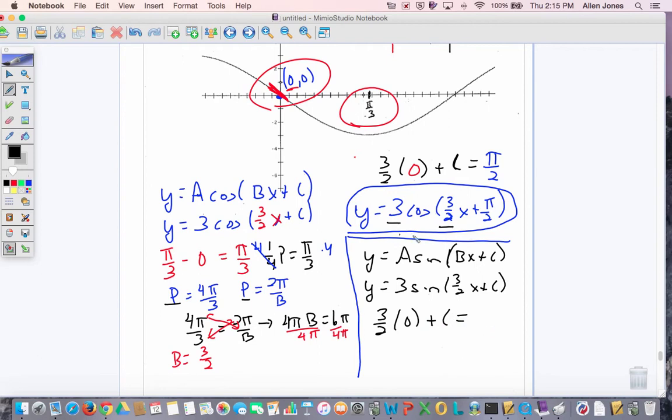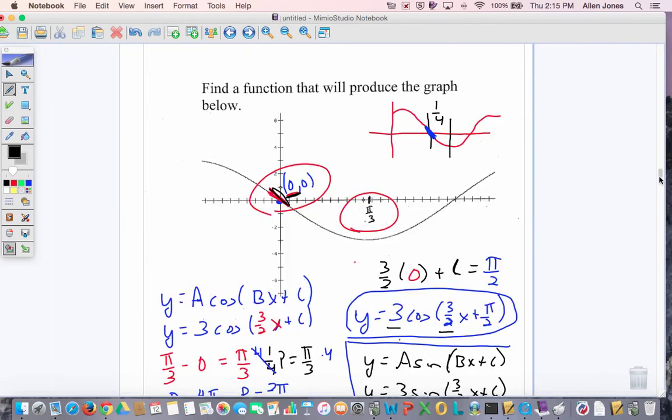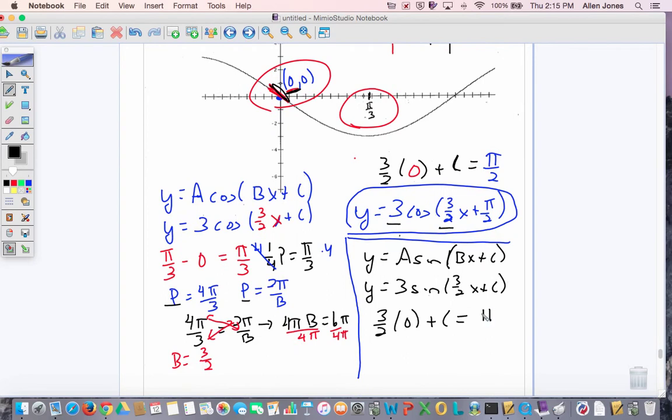But I can set up the same argument, 3/2 times 0, I'm going to put this x value in there, plus c equals, now again this point's coming down through the x-axis, so I'm going to go back here, sine is coming down through the x-axis at pi. So notice right here is where we're coming down through the x-axis. This point's coming up through the x-axis, as is this one, so it's not the mirror image. We want it down through the x-axis. That occurs at pi, which means I set my argument equal to pi. And because 3/2 times 0 is 0, c equals pi. So my equation for a sine function is 3 times the sine of 3/2 x plus pi.